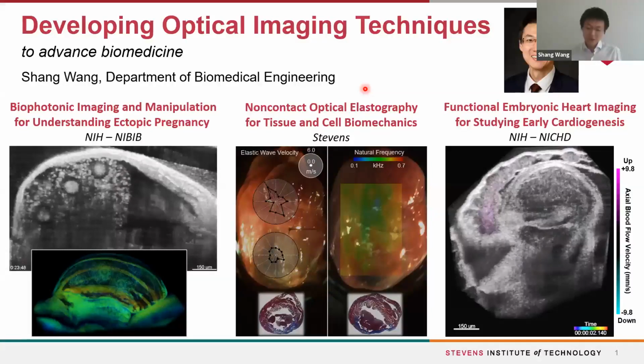For example, at an individual cell level, metastatic cancer cells are softer than normal cells. But on the macro level, tumors appear to be stiffer or harder, which can usually be sensed by palpation. So this really indicates the importance of probing and understanding biomechanics at different scales.